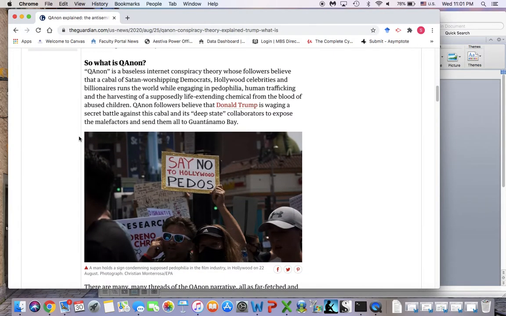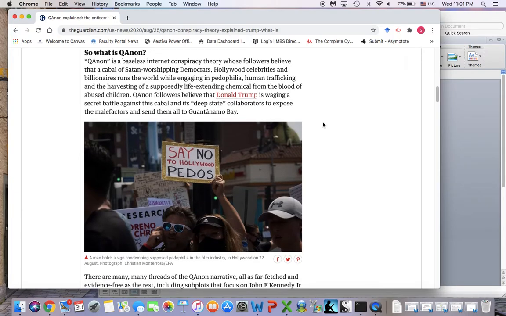Okay, so what is QAnon? The first thing they do is tell us what it is. I'm not going to read this word for word because I don't want this to last for an hour and a half. They tell us it's a baseless internet conspiracy theory whose followers believe that a cabal of Satan-worshipping Democrats, Hollywood celebrities, and billionaires runs the world while engaging in pedophilia, human trafficking, and the harvesting of a supposedly life-extending chemical from the blood of abused children. So they give us the lowdown on the core ideology behind it.